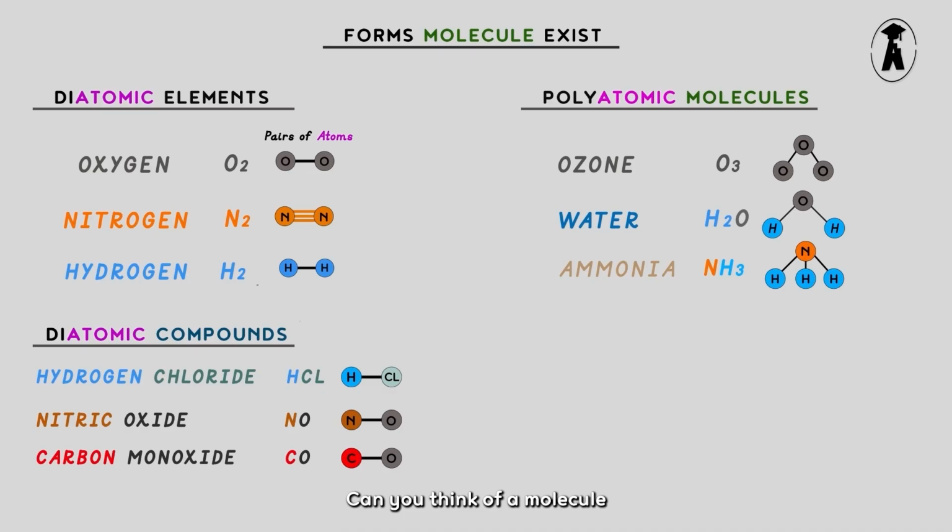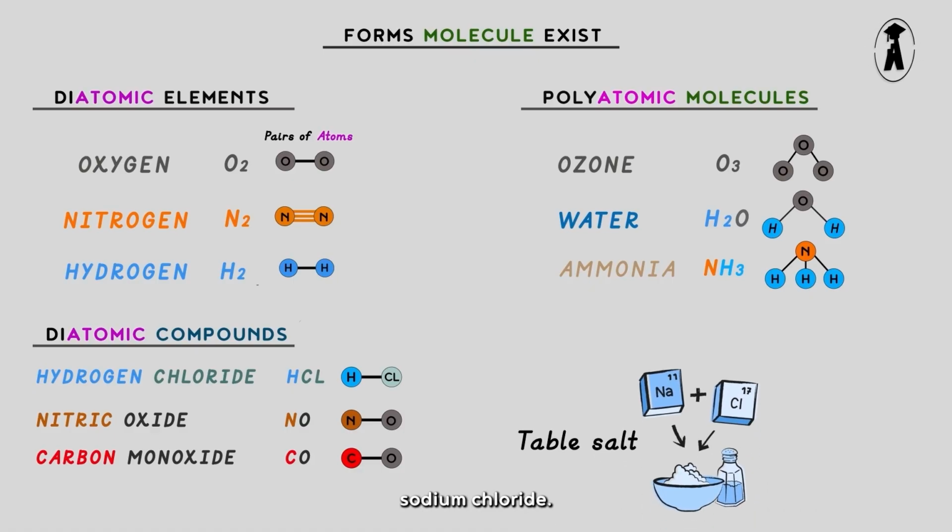Can you think of a molecule you use every day? Here's a hint. You season your food with it. Yes, you're right. The answer is sodium chloride. This consists of two different atoms bonded together.